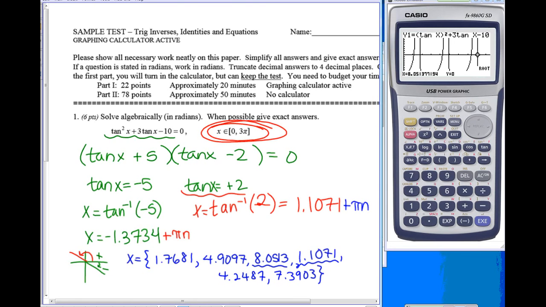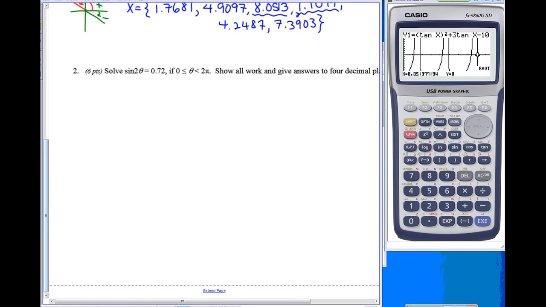The directions did say to show work, so I've also done that. All right, on to number 2, which was solve the sine of 2 theta equals 0.72. And in this one, our theta is going to be between 0 and 2 pi. So I already have sine all the way by itself right here.